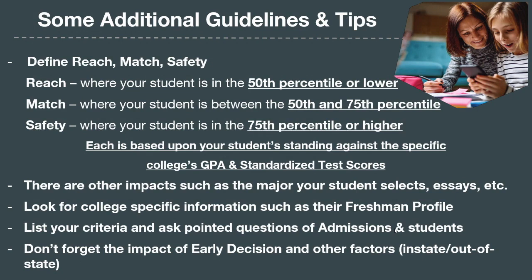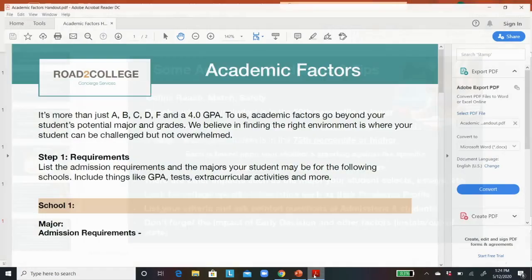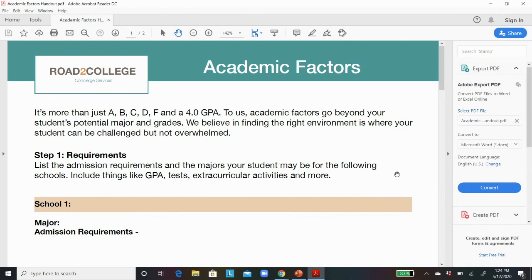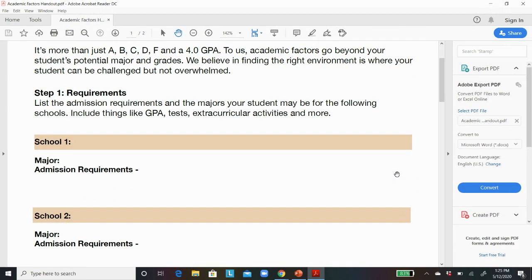So you need to understand these factors. You should discuss it with admissions and understand how they impact the reach, match, and safety definition that you have classified your student in. So with that, we're going to go to the worksheet. This is the worksheet. We're not going to go through the whole thing, but this is just an example of what you can do. You can obviously create your own document.